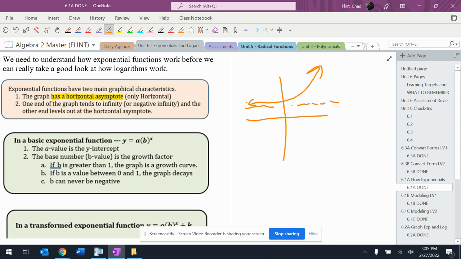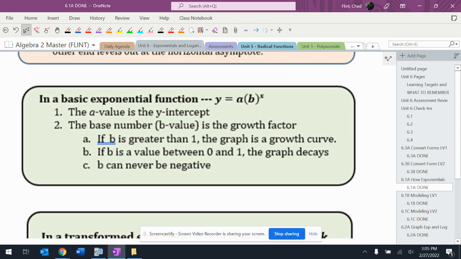One end of the graph tends to infinity or negative infinity, and the other end levels out at a horizontal asymptote. And that means that the graph goes up forever, or it goes down forever if it happens to be flipped over. So that happens for every exponential function. It might be a little steeper, or a little flattened out, depending on what it looks like, but they all have that basic shape to them. All right, the basic exponential function looks like that.